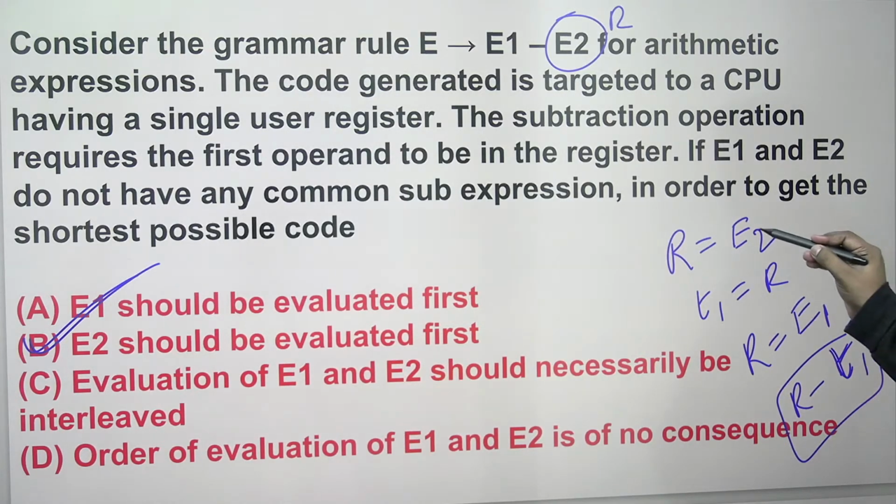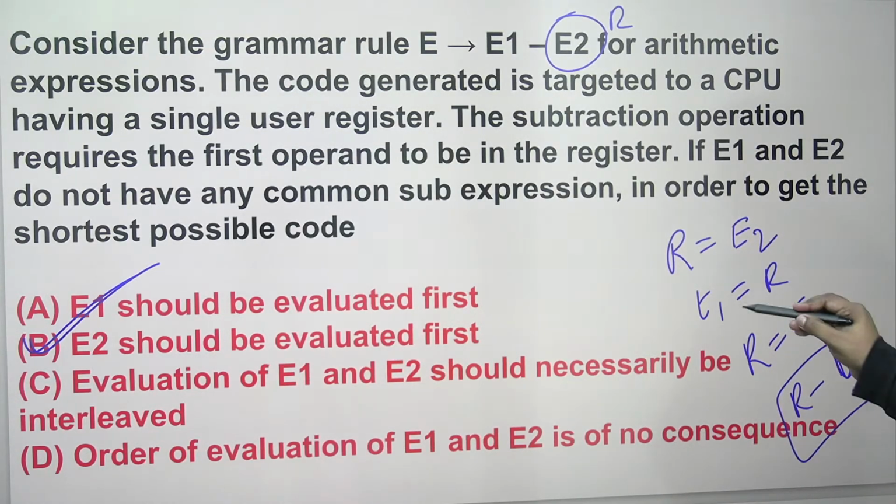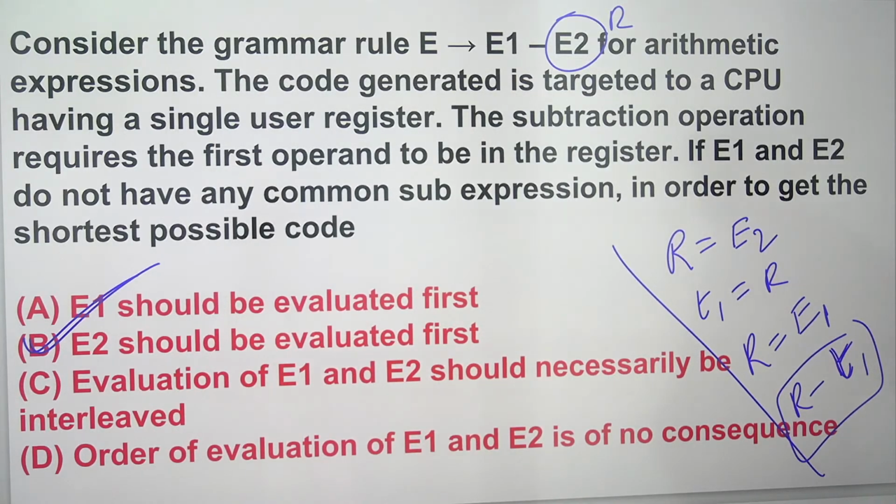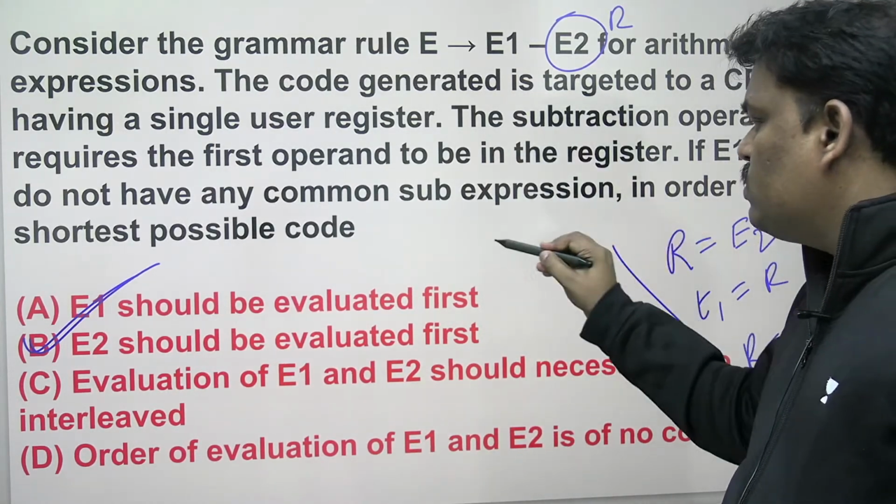First do E2 in R. Afterwards, T1 is equal to R. Store the R value in the temporary variable. Then R is equal to E1. Then R minus T1. This is one way. If you do E2 first, you get how many lines? 4 lines. If you do E1 first, see this one.